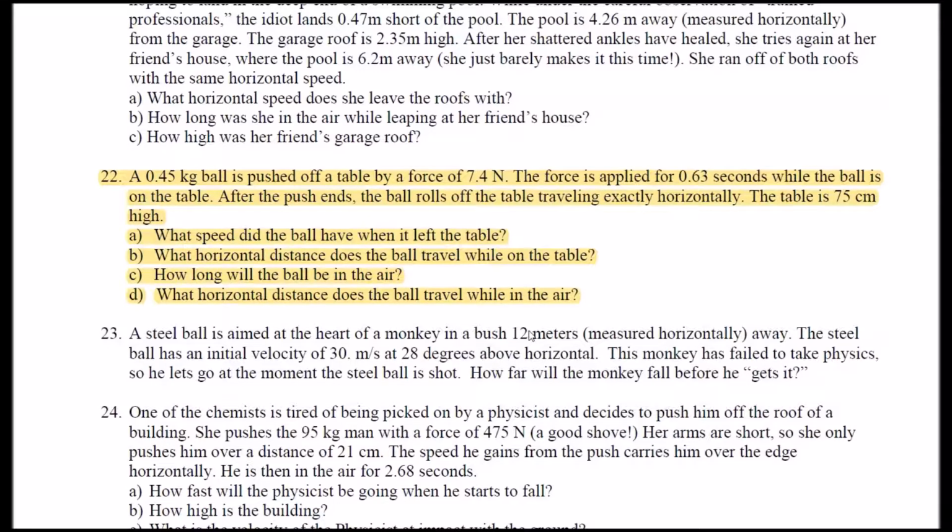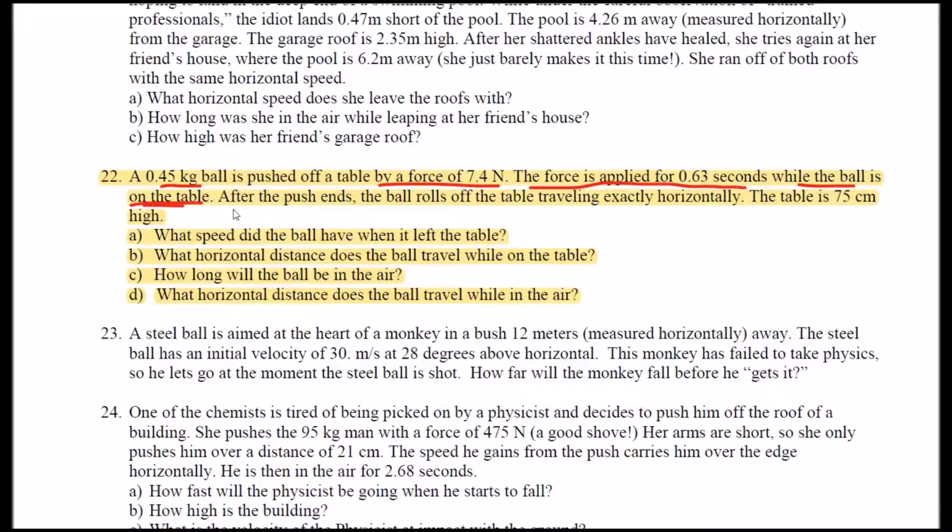So before we solve this problem, let's just unpack what we see here a little bit. It's pretty important to recognize that this is an interval problem. There's something that happens on the table, and then there's something that happens off the table. And the text is really specific about that. It tells you that there's a ball being pushed off of the table with a force of 7.4 newtons. This force happens for exactly 0.63 seconds. And then here's the key thing, while the ball is on the table.